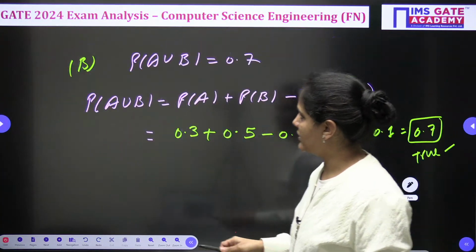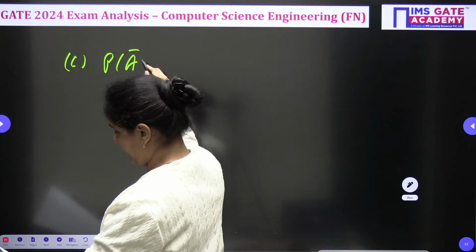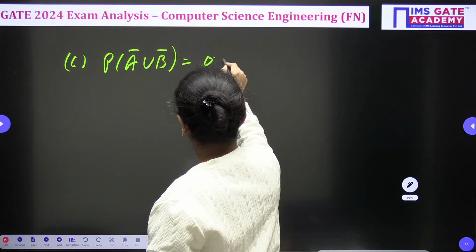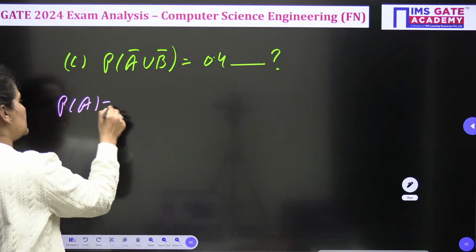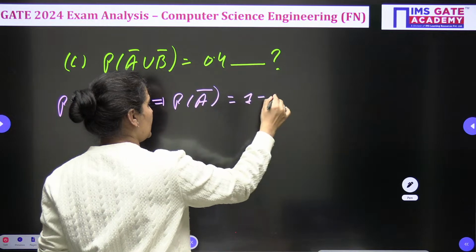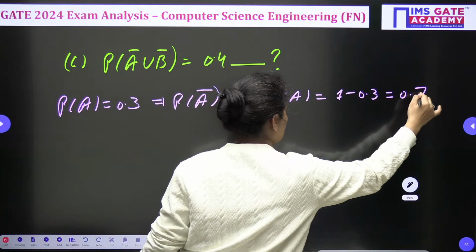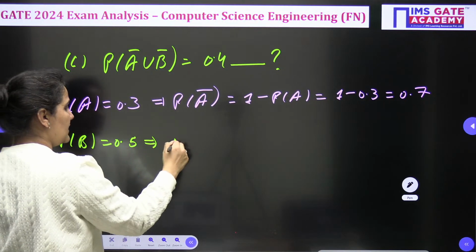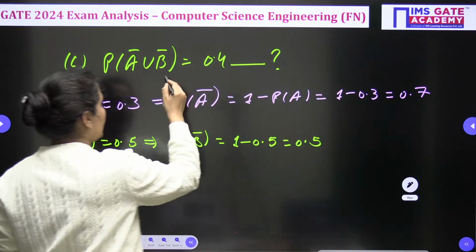Let's come to option C also. Option C is talking about A complement union B complement, and we need to check whether it is 0.4 or not. We know very well probability of A is 0.3. So probability of A bar, the complement, is nothing but 1 minus probability of A. So it will be 1 minus 0.3, that is 0.7. Similarly, probability of B is given to us as 0.5. And again we can write probability of B bar is 1 minus 0.5, that is 0.5.